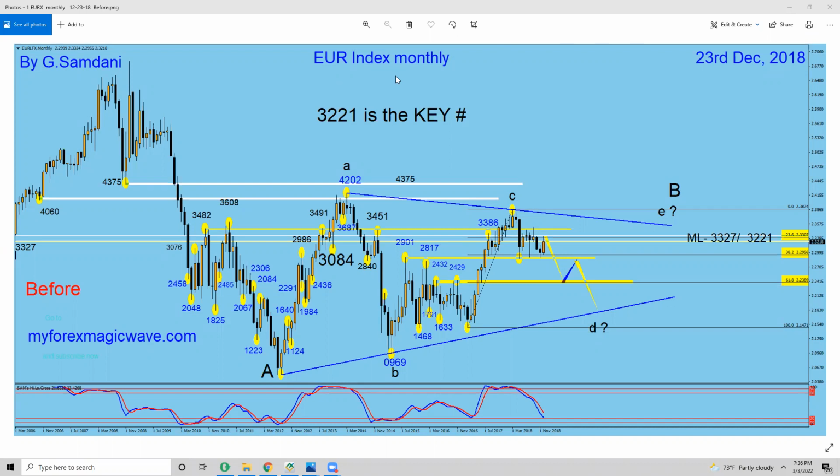A couple of weeks ago, I made a video about it, and this is just an update on what is still happening with the Euro index, what the euro individual currency is doing. So this is the chart. This is the euro index monthly chart I made in December 2018.